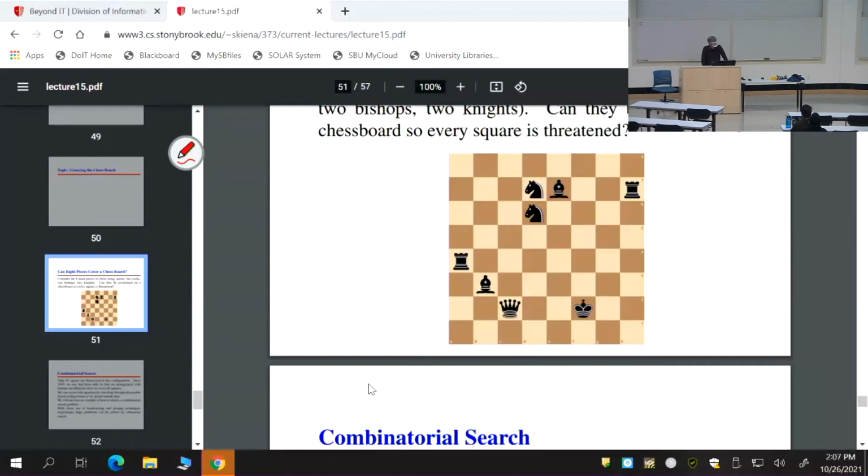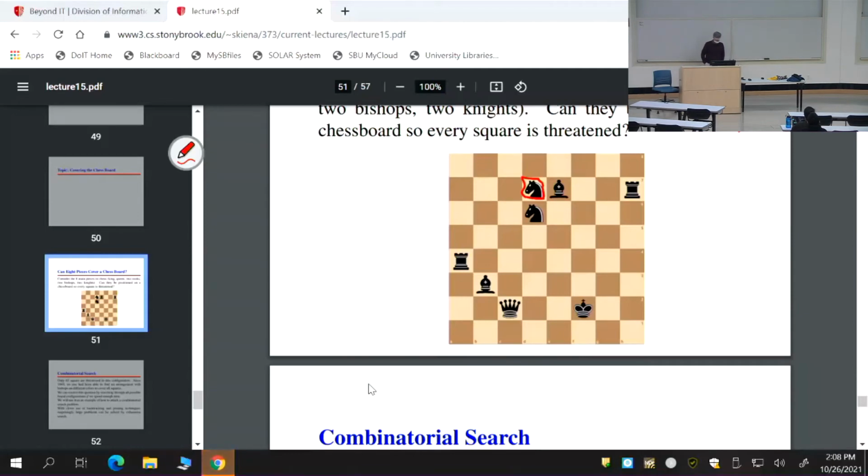Who's got one? Which square is not being threatened? Anyone? I claim it is this one. Okay, nobody is taking out that knight. Does everybody kind of see that? Okay.